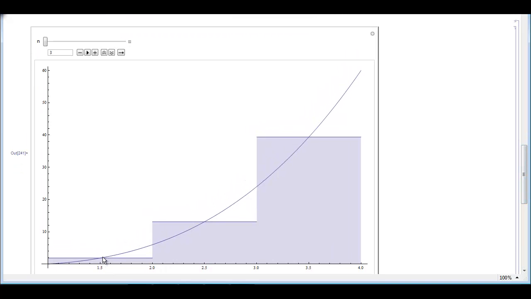So here's our height at 1.5. We get this rectangle. 2.5, we get a height there. 3.5, we get a height there. So we're taking the midpoint of 3 and 4. That's 3.5. And now the idea is this shaded region should estimate the area under the curve.